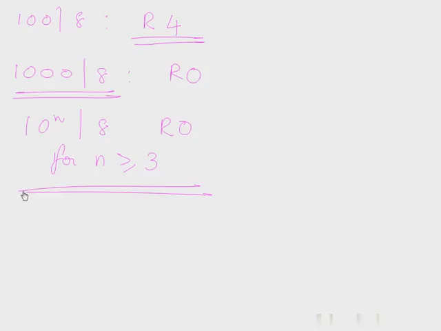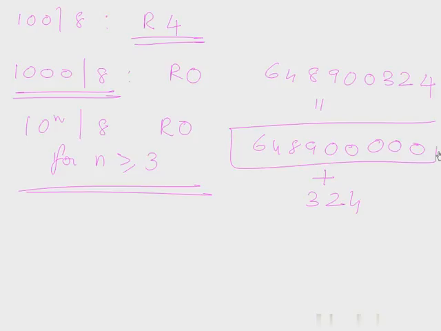Again, let's look at an example. 6, 4, 8, 9, 0, 0, 3, 2, 4. This number can be written as 6, 4, 8, 9, 0, 0, 0, 0, 0, plus 3, 2, 4. This part of the number is divisible by 8 because it's a multiple of 1000, and 1000 is divisible by 8. It contains 3 zeros. So all that's left to check is whether 324 is divisible by 8.